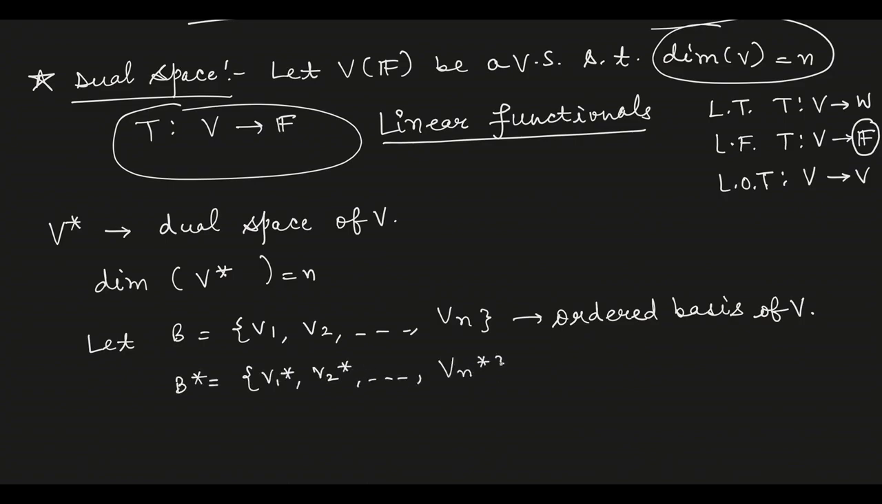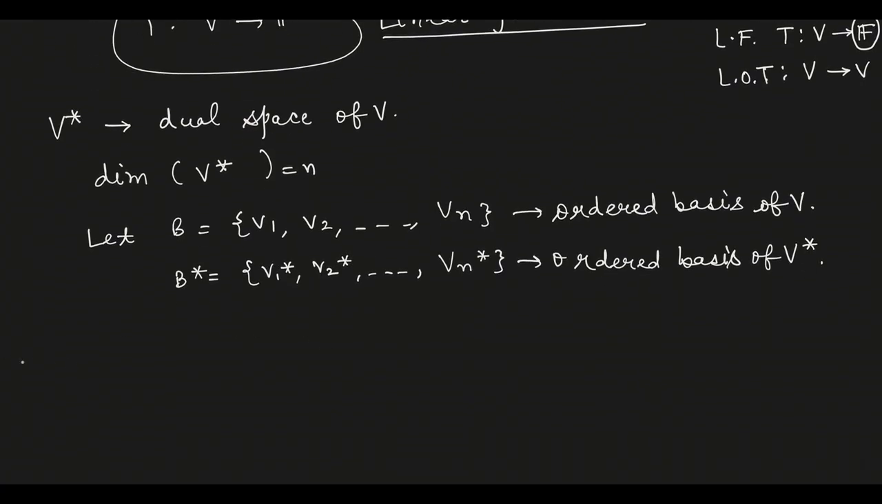ordered basis of V star. For example, and one more thing, these Vi stars will be a mapping from a vector space to a functional. These are linear functionals.